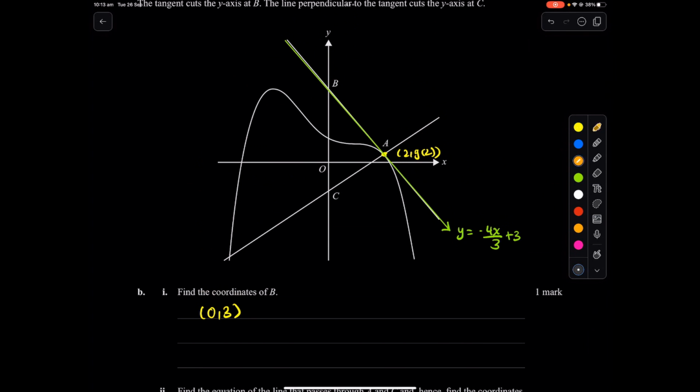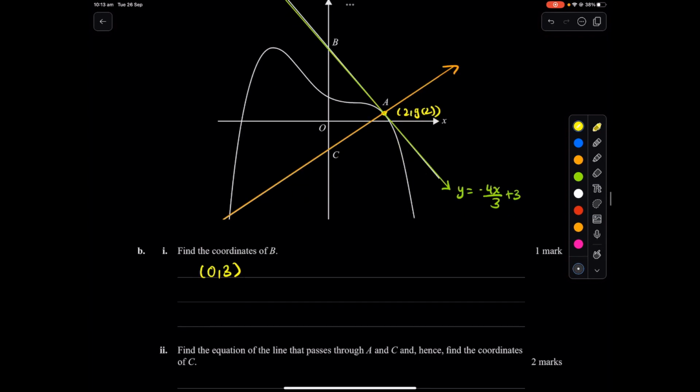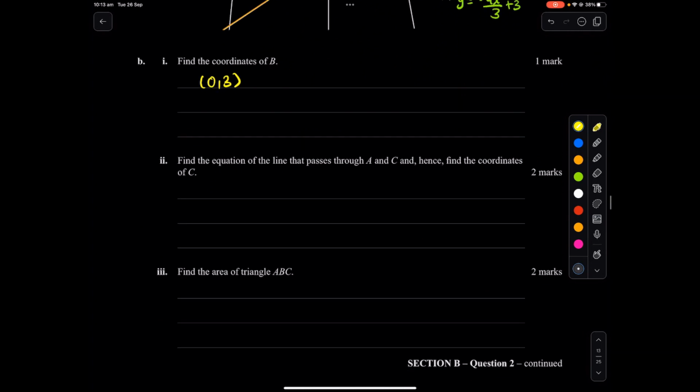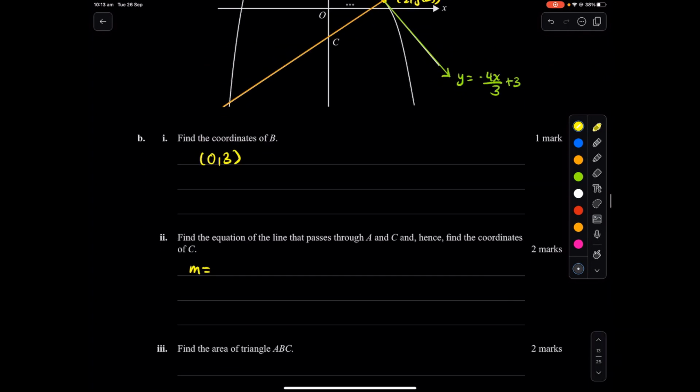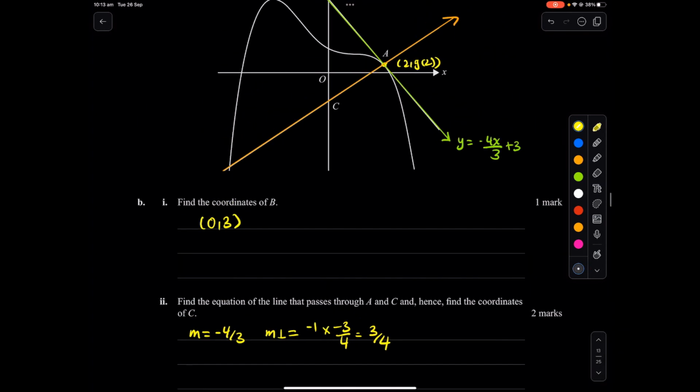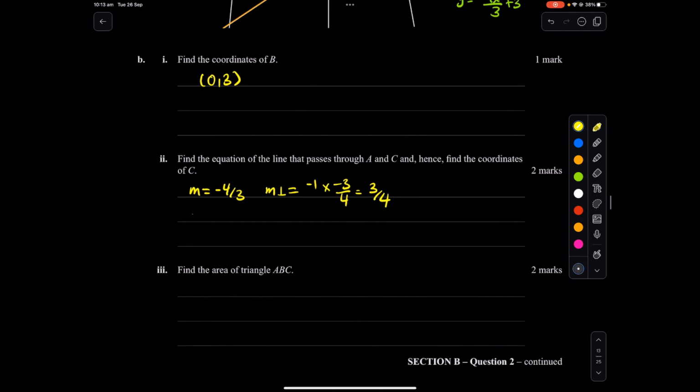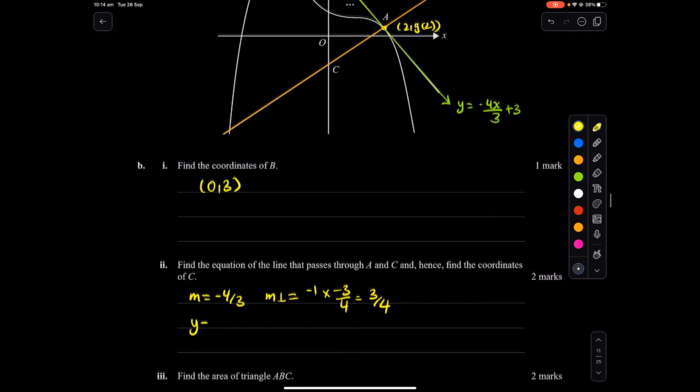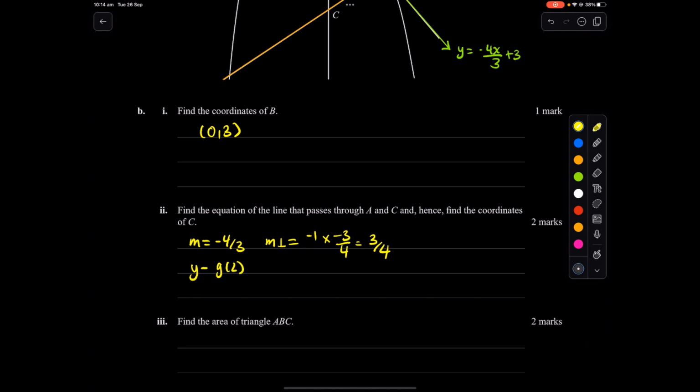So let's label this as another equation, but this is perpendicular. We can see that they're perpendicular, so the gradient of the green graph, which is negative 4 on 3, what's the perpendicular gradient? It's negative 1 over negative 4 over 3, which is negative 1 times negative 3 over 4. So it'll be 3 on 4. So that's your actual gradient. It also passes through point A, so we can say y minus g of 2 equals 3 over 4 times x minus 2.